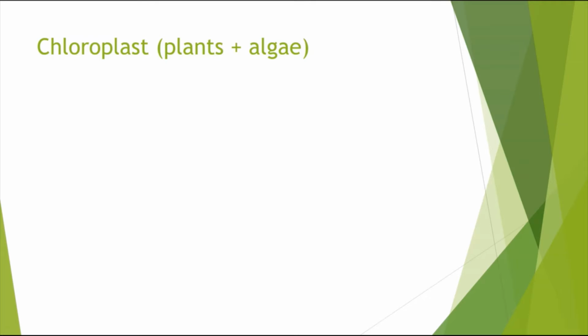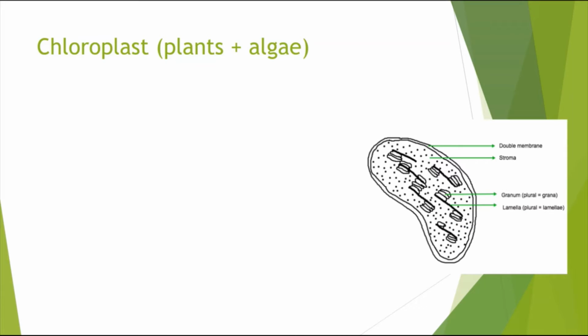So, chloroplast. I know animal cells do not have chloroplast, but plant cells and algae cells also come under the eukaryotic cells. Therefore, you can include chloroplast as a eukaryotic cell component. The chloroplast is again a double membrane bound organelle. Like the mitochondria, it has one and two.